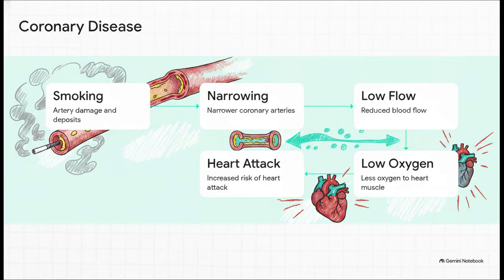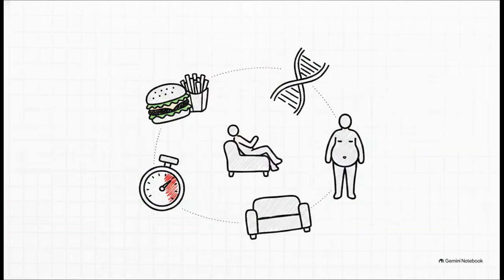But what happens when that vital fuel line gets blocked? Let's break down the cause and effect cascade of coronary heart disease. We'll use smoking as a prime example here. Smoking damages the artery walls, which encourages fatty deposits to form. These deposits lead to narrower arteries, which obviously results in reduced blood flow. Because of that, less oxygen actually reaches the heart muscle. In the short term, this causes chest pain. But in the case of a complete blockage, it leads to a heart attack, simply because the muscle is starved of oxygen.